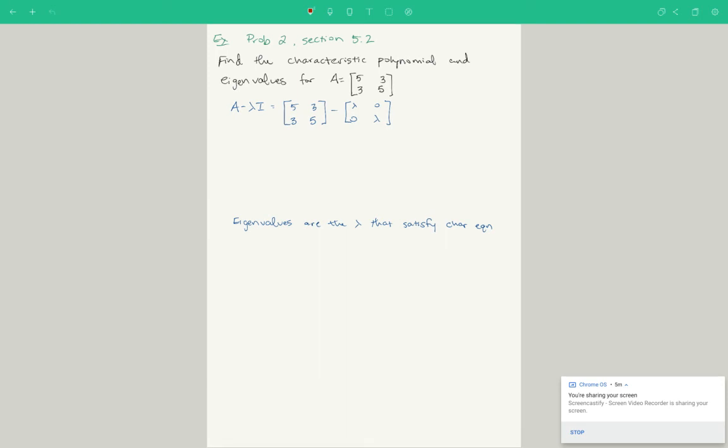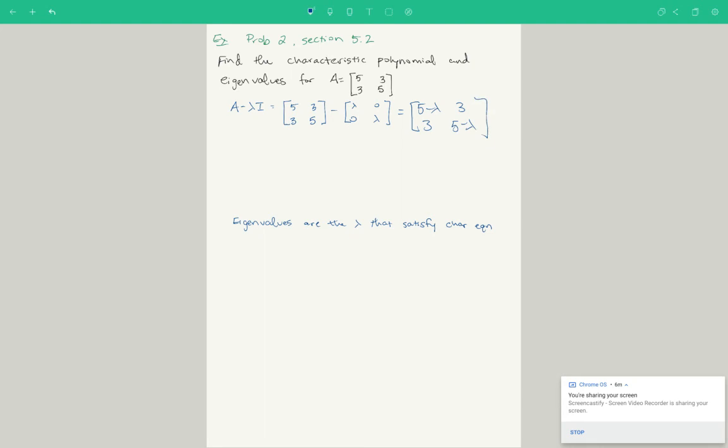So this is problem 2 in your textbook, section 5.2. And problem 2 is asking us to find the characteristic polynomial and eigenvalues for this matrix. So in particular, let's start off with making our A minus lambda I. Again, we don't know what lambda is yet, so we're just going to use lambda as a placeholder. That's what we're trying to solve for. And so let's go ahead and find this. We have 5 minus lambda, and then 3 minus 0, which is just 3, 3 minus 0, which is just 3, and 5 minus lambda again.